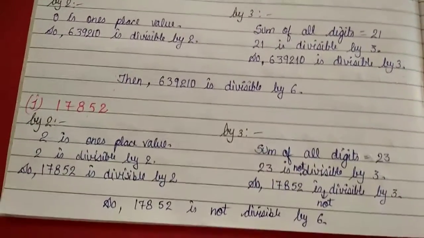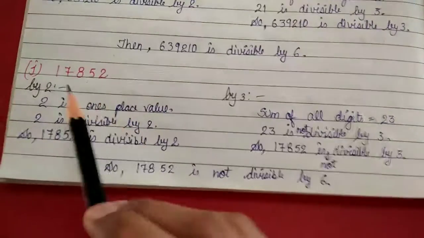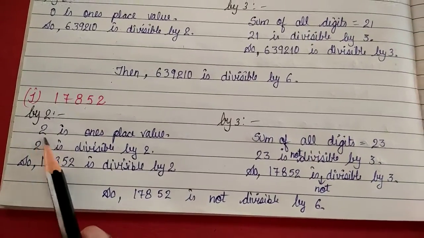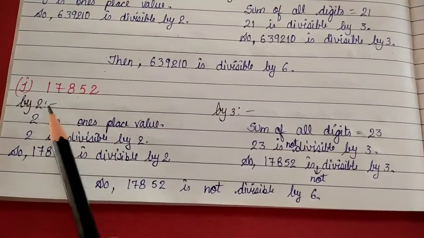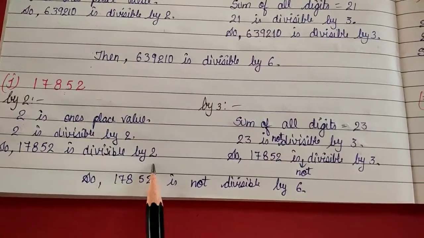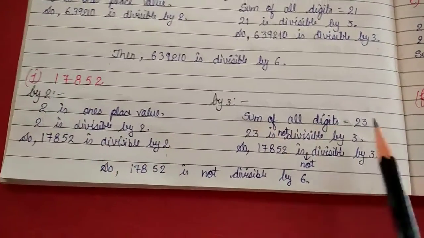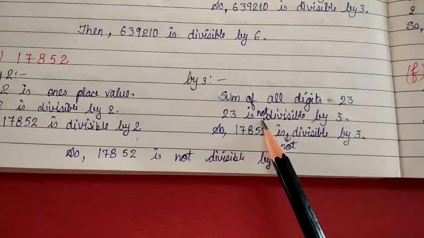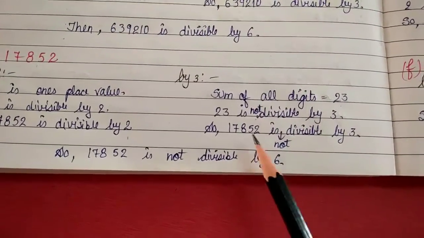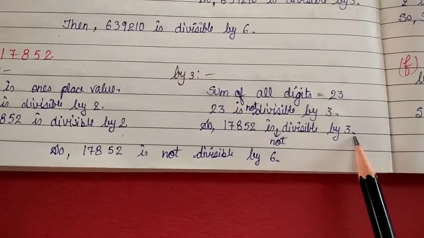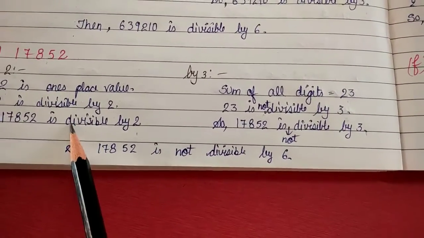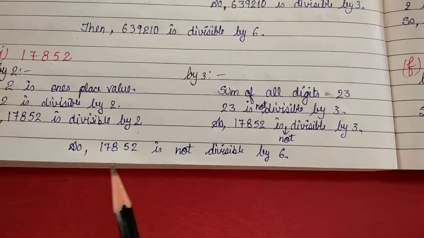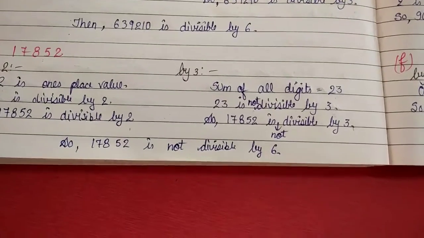Last part of question number 3 is 17852. Here we have the ones place as 2. So 2 is divisible by 2. It means that 17852 is divisible by 2. Then simply you can see when we add all digits of the number, we have 23. And 23 is not divisible by 3. So 17852 is not divisible by 3. Here the condition for 2 is satisfied, but the condition for 3 is not. Because of that, we write 17852 is not divisible by 6.